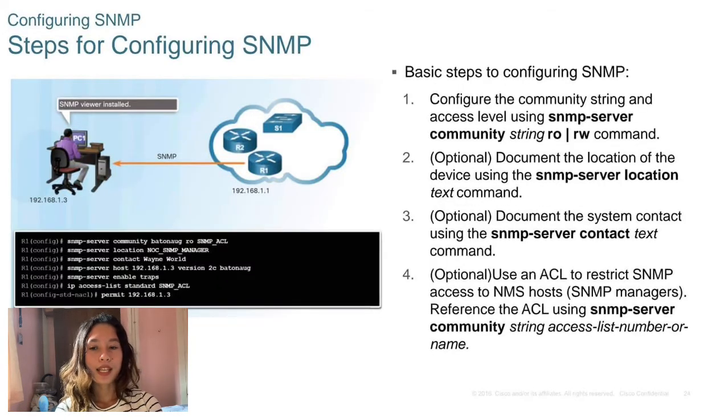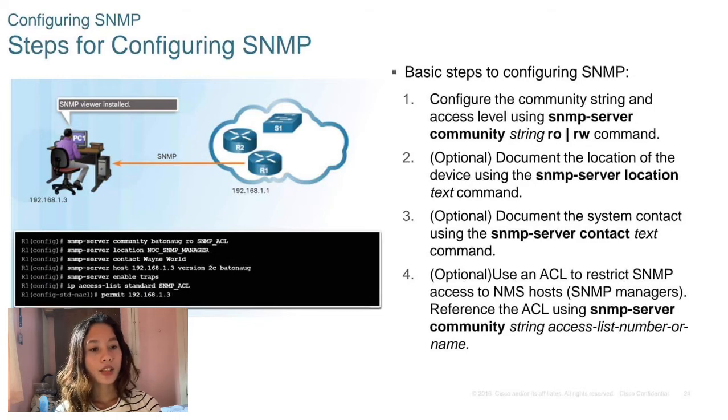Configuring SNMP. These are the basic steps for configuring SNMP. First is to configure the community string and access level using the snmp-server community string RO or RW command.